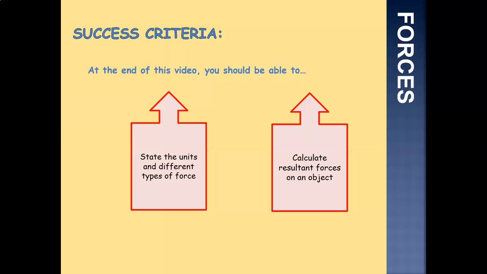So to start off, let's have a look at what we're going to do by the end of this video. By the end of this video, we should be able to state units and some different types of force that will affect different objects in different ways. From that, we should be able to calculate the resultant forces of an object. I'll show you some examples first off on how to do that, and then there'll be a section at the end where you can pause the video, try it yourself, and I'll take you through the answers.